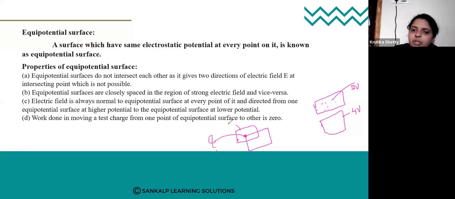One is having the potential 2 volt and the other surface is having the potential 4 volt. So ಎರಡು potentials ಬೇರೆ ಇದ್ದಾಗ at the point of intersection, what is the potential value? Whether it is 2 volt or 4 volt, whether it is 4 plus 2 or 4 minus 2. How to decide that? That is not possible.